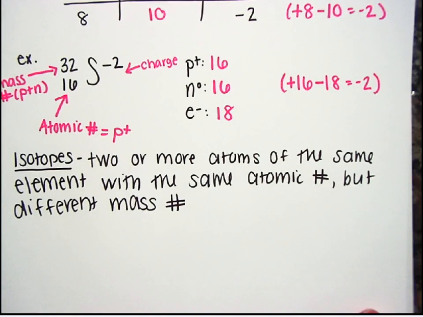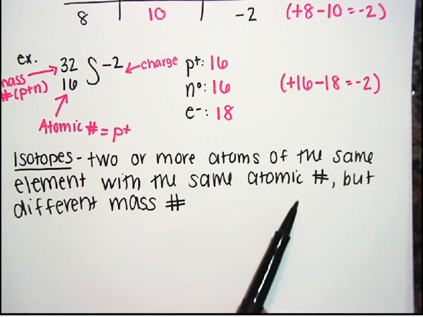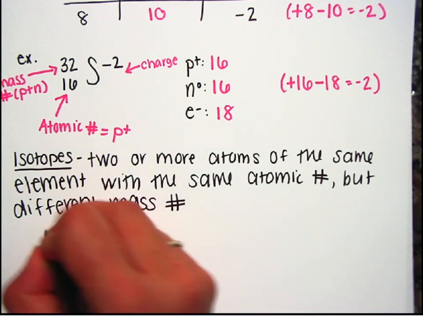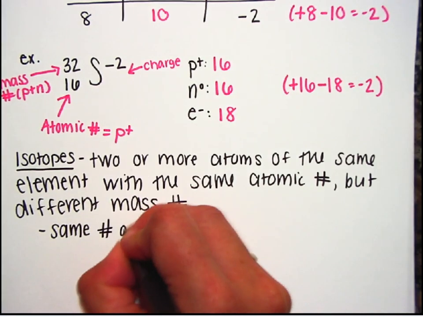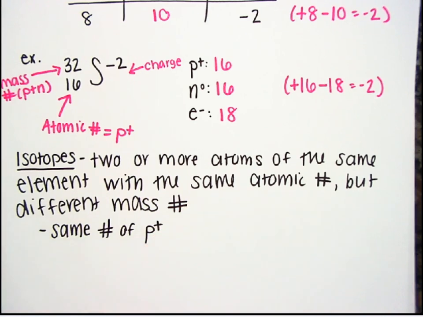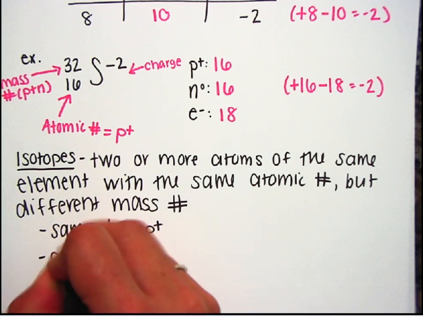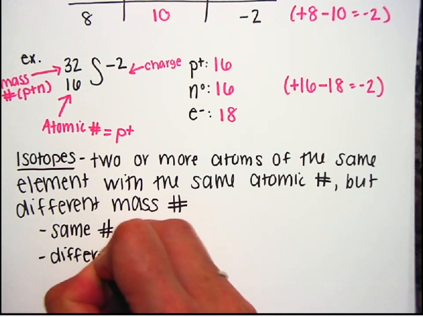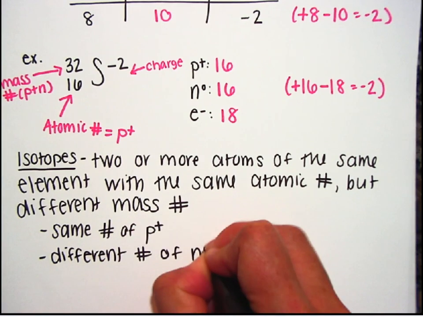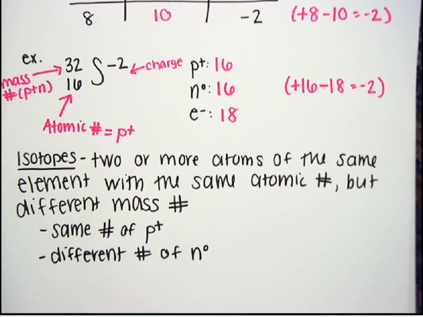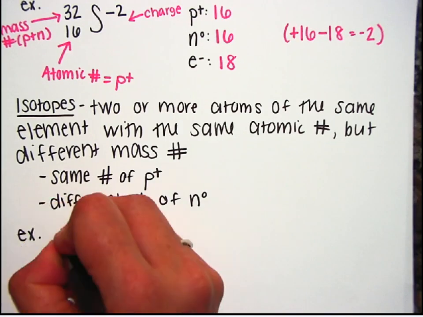So let's break that down a little more. Elements with the same atomic number. That means that isotopes have the same number of protons. But the mass number is different. So if isotopes have the same number of protons but a different mass number, that must mean they have a different number of neutrons. So let's look at an example of isotopes.